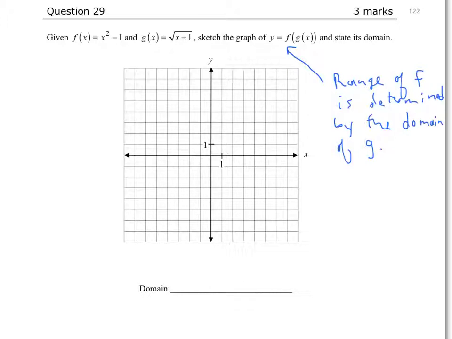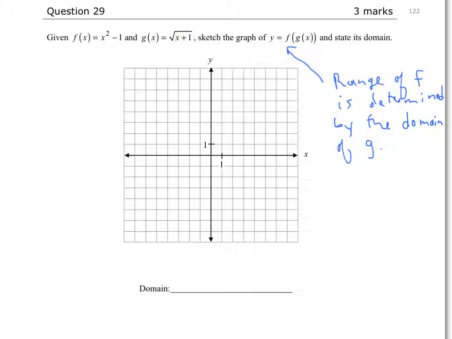Well, we are asked to state the domain of the composite function. So when we're stating the domain of the composite function, we really want to concentrate on the domain of g of x, because that domain will carry through and be the domain of f of g of x. So let's look at the domain of g of x.